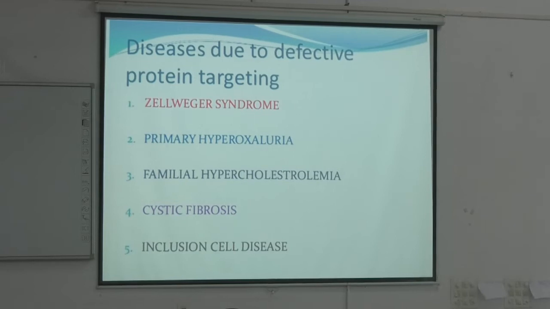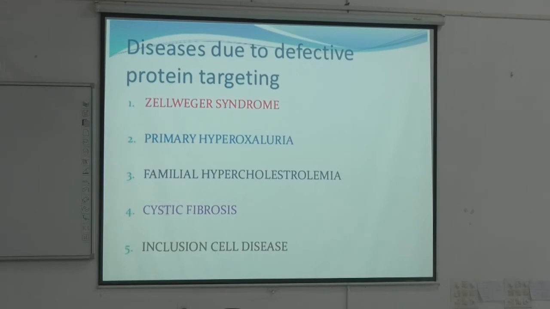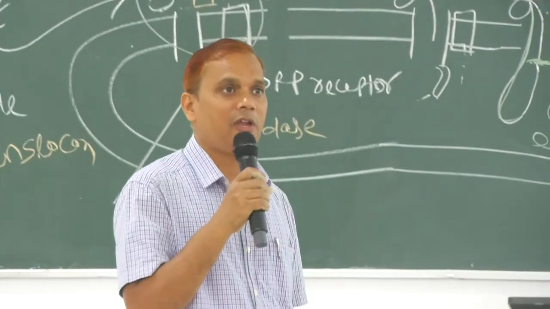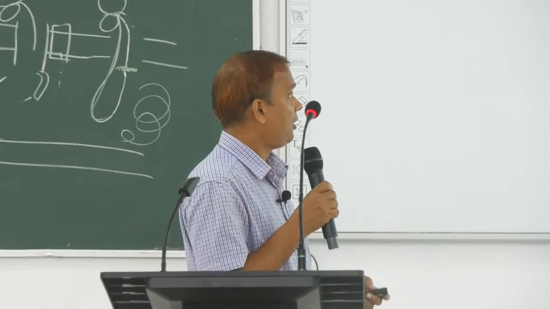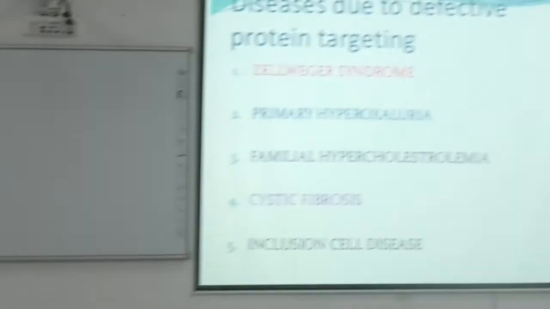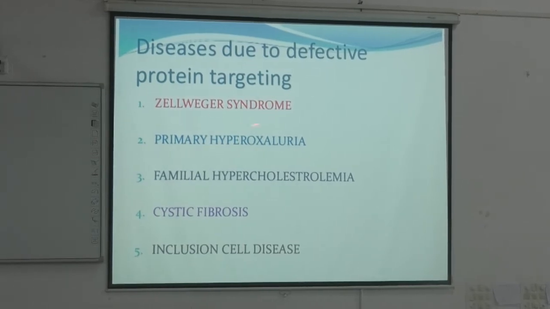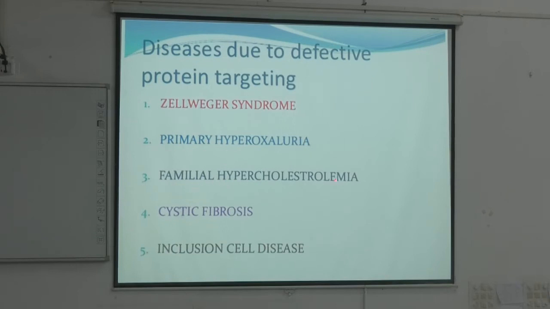Now, very important: what diseases may occur due to defective protein targeting or sorting? This is already covered. One is Zellweger syndrome, primary hyperoxaluria, familial hypercholesterolemia, cystic fibrosis, and I-cell disease, that is inclusion cell disease. We will discuss them one by one.